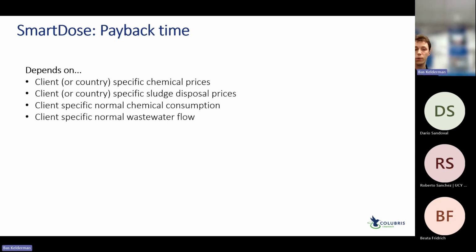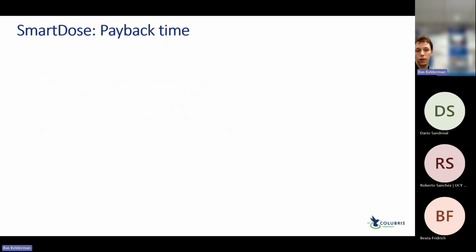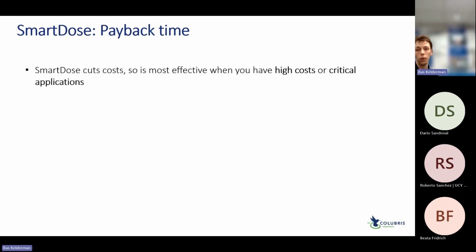Same goes for your total wastewater flow. The SmartDose is not really related to the amount of water that you're treating. Whether you're treating 1 cubic meter or 10 or 100 doesn't really matter. So the more wastewater you have, the quicker it is for you to recuperate that investment. So it's not really easy to generalize that, but I'm going to try regardless. Of course, it's most effective when you have high costs at some point or some kind of very critical application where you need to make sure that you're always dosing the correct amount of coagulant.